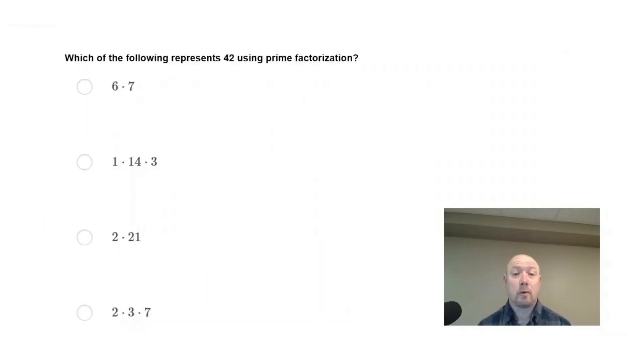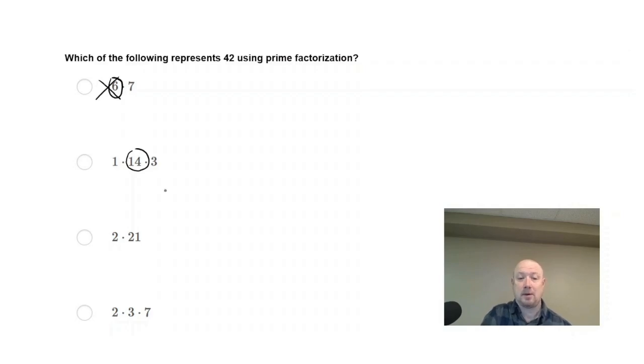Which of the following represents 42 using prime factorization? All right, so when we're looking for prime factorization, we're going to break down the number into its prime factors. Well, any choice on here that doesn't have a prime number in there can be eliminated. So for example, I can see a 6 here. Well, 6 is a composite number. 3 times 2 is 6. So 6 is not prime, so I'm going to eliminate this choice.